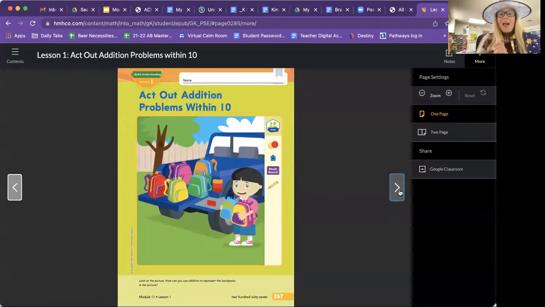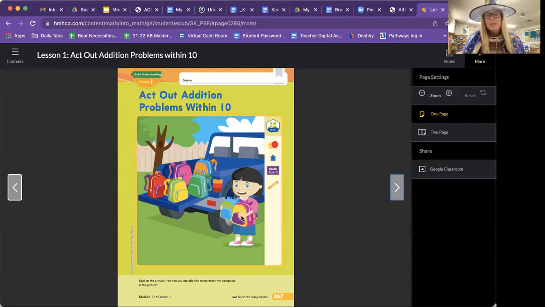Here we go. Acting out addition problems within 10. Okay, so act out doesn't mean we're going to put on a play. I mean, I guess you could if you have time, and that's fun. It is absolutely. The Math Star loves acting. The Math Wizard loves acting. But what it means here is, can you use manipulatives to act it out, or draw to act it out, or to signify these equations?